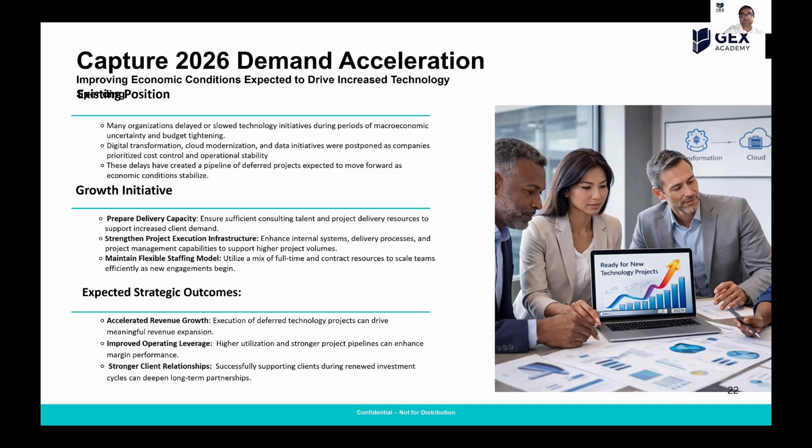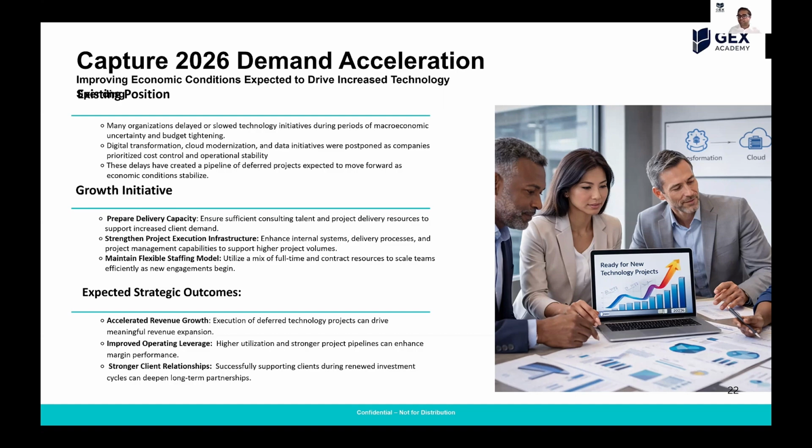So maintaining this flexibility allows the company to respond efficiently to changing client demand while also managing operating costs. So management believes these can lead to several attractive outcomes, right? First is accelerated revenue growth. If deferred technology projects begin moving forward, demand for consulting services, technical talent, and project support, all of them could increase meaningfully. Second is improved operating leverage.